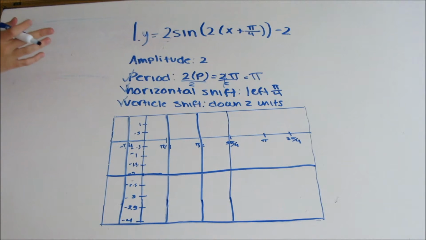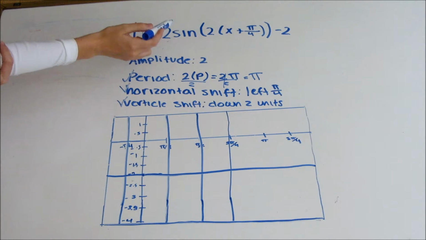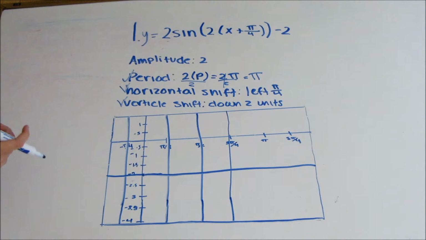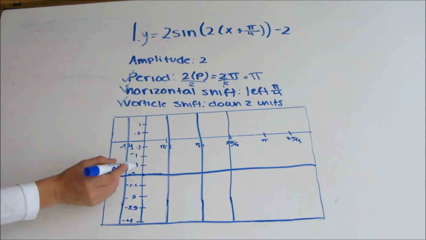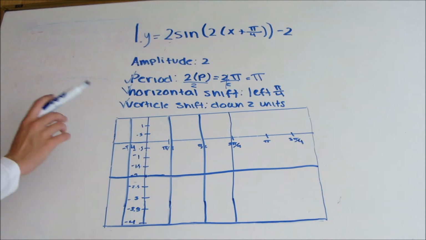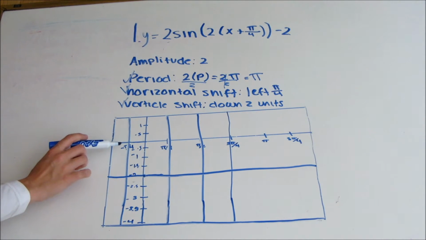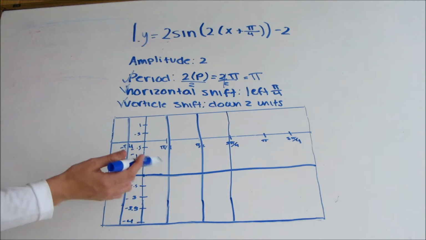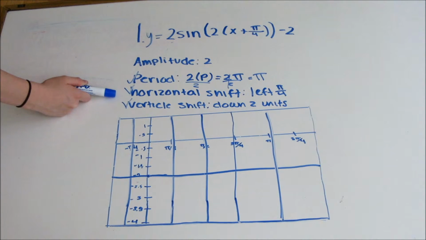Okay, so now we're going to start graphing our function. As you can see, this is a sine function, and sine, you'll have to remember, always starts at the midline. So wherever the midline is, in this instance it's -2, we're starting it at (0, -2). This is just going to be a skeleton function because we still do have to move it left pi over 4.